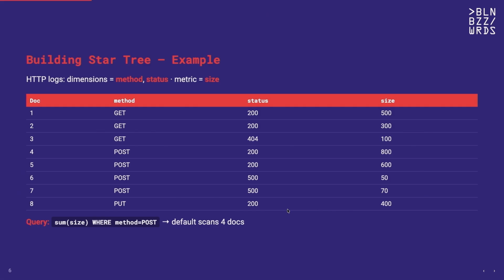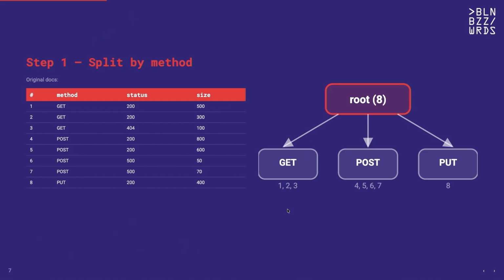So let's see how star tree makes this fast. Okay, let's understand how we create a star tree first. So we have a root node. That root node would consist of all the documents. There are a total of 8 documents in our example, so the root node will have all the 8 documents.